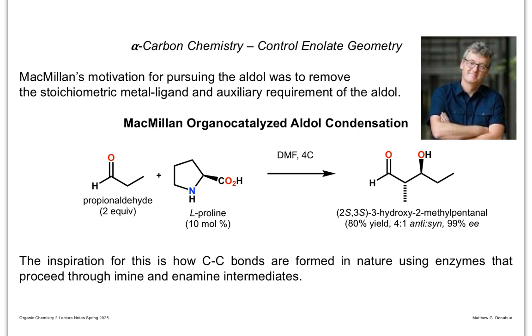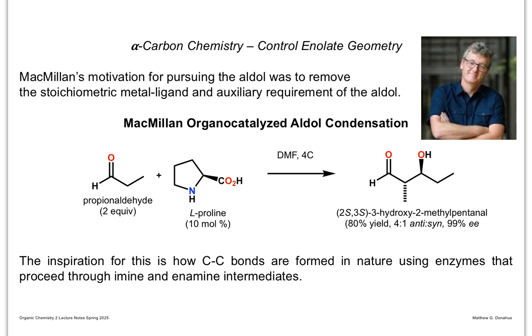So David MacMillan was a postdoctoral researcher in Evans' lab, and he was doing chemistry similar to this, but wanted to get away from that stoichiometric auxiliary. And so he investigated a reaction that had been known since the late 70s, where you can basically form an intermediate from a catalytic amount of a different amino acid. So this one's proline.